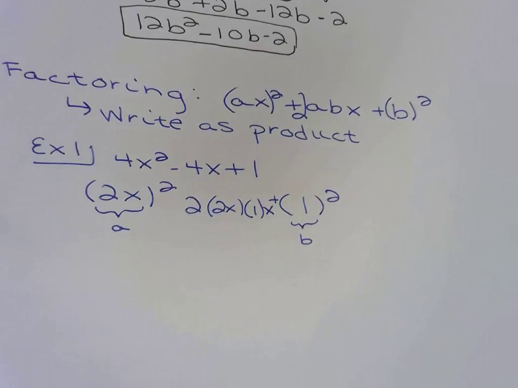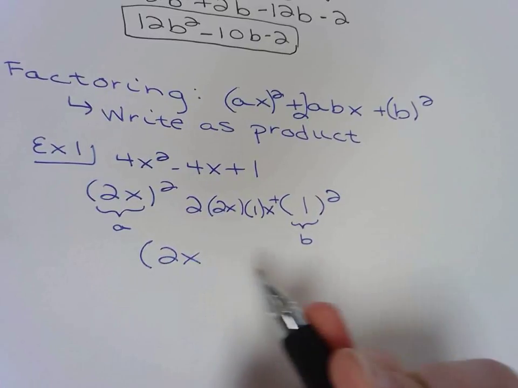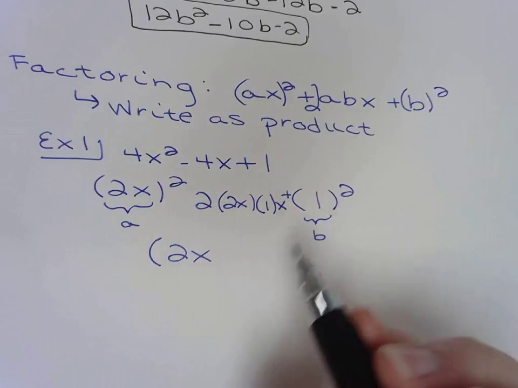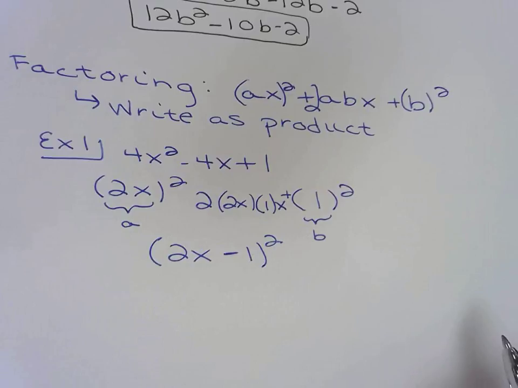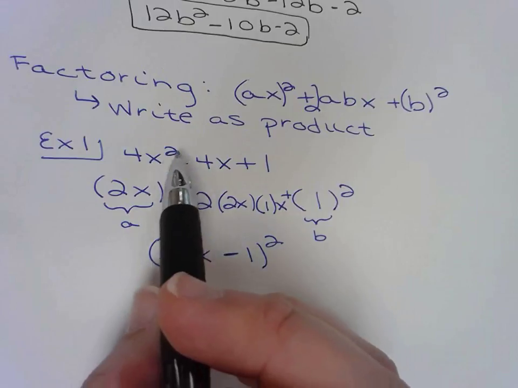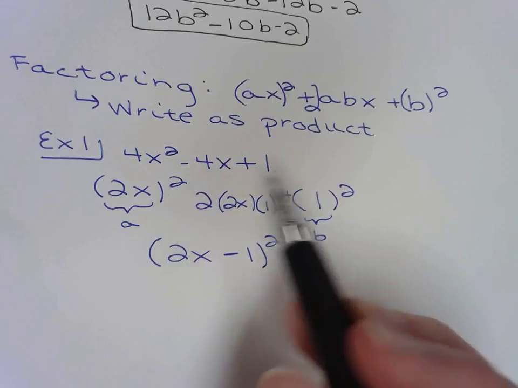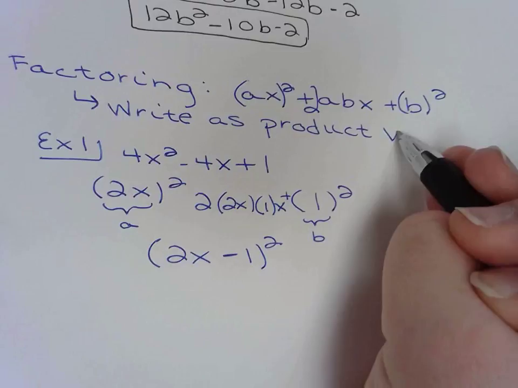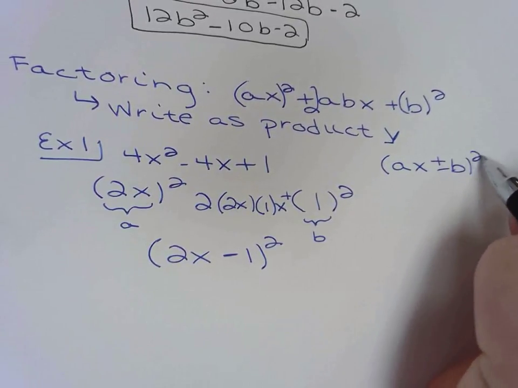So when you write it, this is going to be 2x. Now this is where the negative comes into play. If this is a negative here, this has to be 2x minus 1 squared. If this is the minus right here, it has to be a 2x minus 1 squared. And that's the shortcut. If you have this pattern, then that's the same as ax, either plus or minus b, squared.